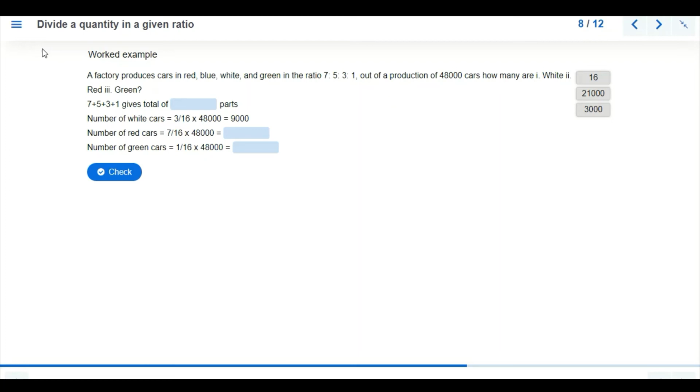And the production of those cars is 48,000. So how many are white? We want to know the number of white cars. We want to know the number of red cars. And we want to know the number of green cars.